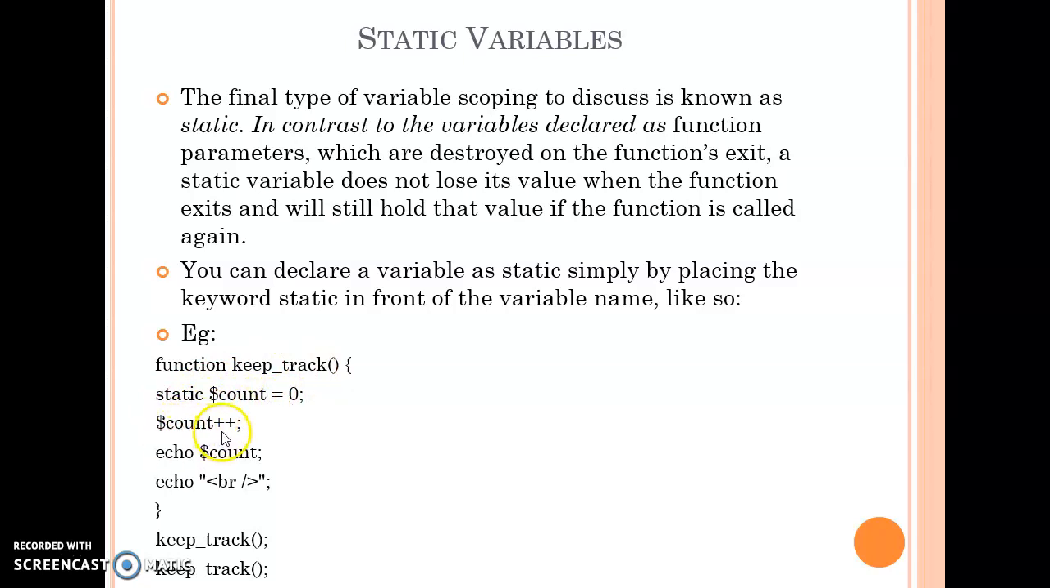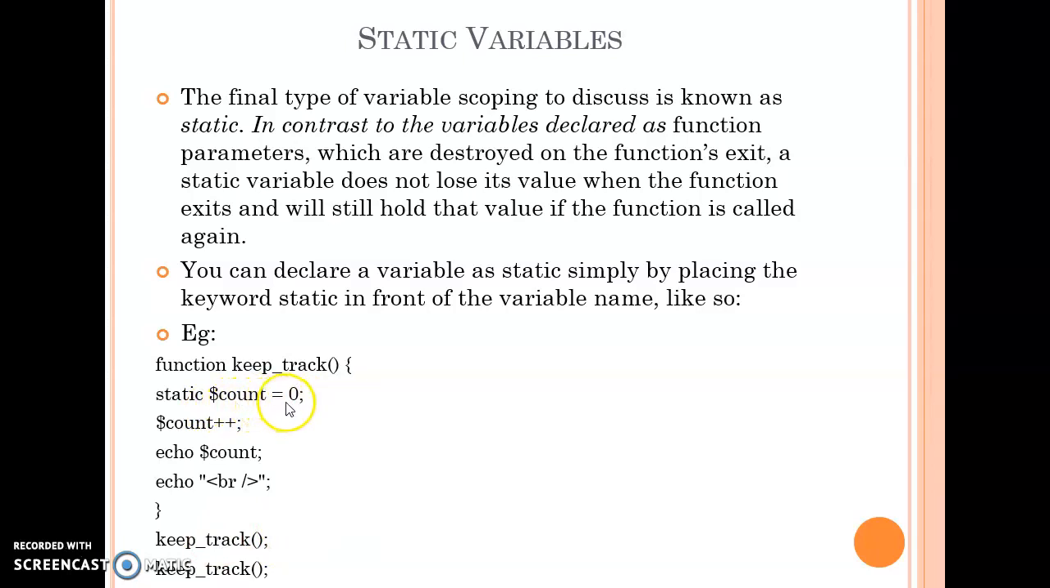So increment by 1, which means it counts by 1. Then echo the $count value, and exit the function. Then we are calling the function, keep_track. So the function will execute for the first time.